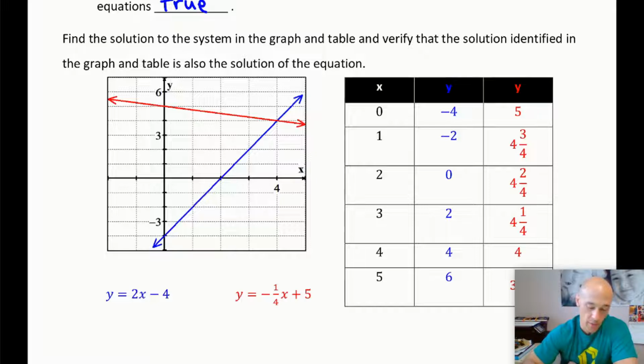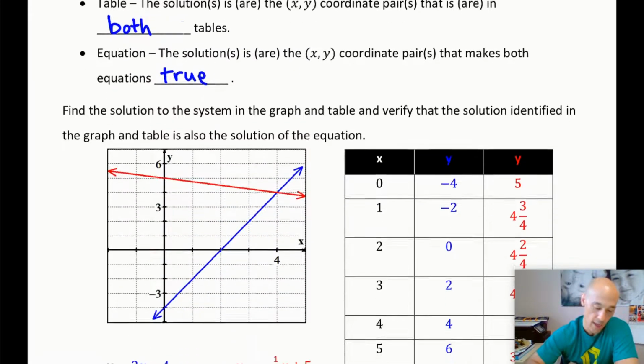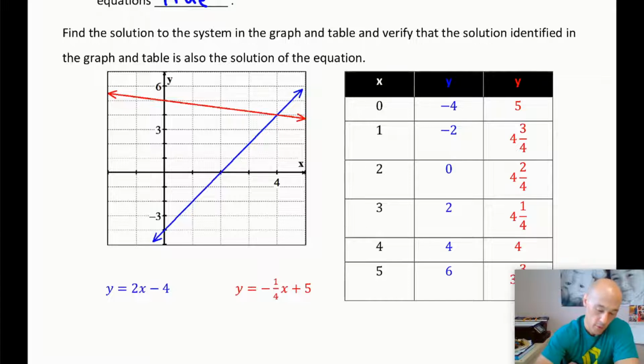And we can see that our table also matches up. (0, -4) is right there, and (0, 5) is right there. Now, in the graph, the solution to the system of equations, just like it says up above, is where the two lines overlap, or the two graphs overlap. The two graphs overlap right there at the point (4, 4). The x value is 4, and the y value is 4.